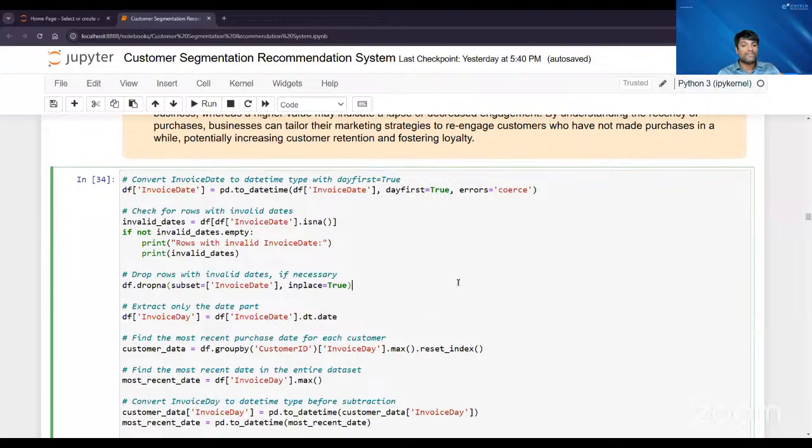This is a very simple code which I have written to identify that, and we have also mentioned here, this is very important: drop the rows which have invalid dates. That means there might be an error, and it can be an error in different ways. So it is very important for us to identify that.